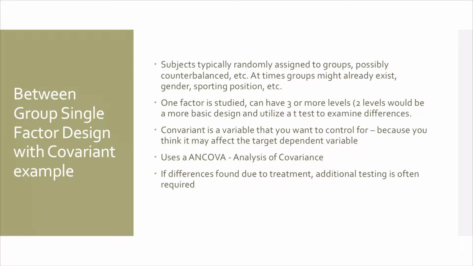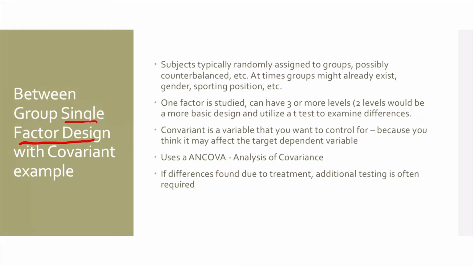So a between group single factor design with covariate is very similar to the studies we just looked at. In a between group single factor design, the subjects that are used are randomly assigned, typically, to a treatment group, or they're already in these treatment groups if they are something like sporting position. But subjects will be randomly assigned to groups, possibly counterbalanced and so on, just like the studies we've talked about already. One factor is studied. That's what makes this a single factor design, right? So one factor is studied, and that factor has to have 3 or more levels.